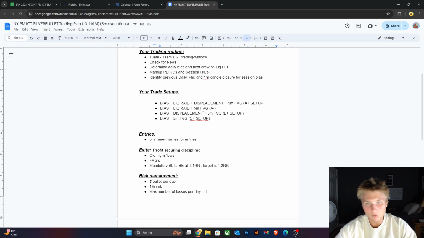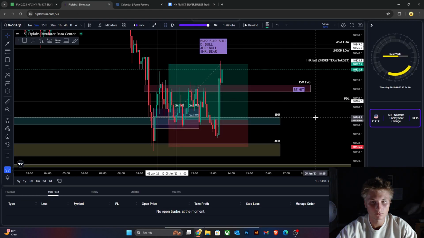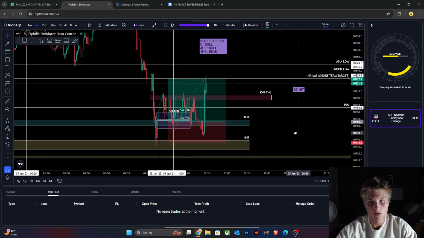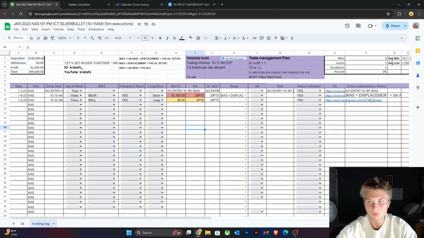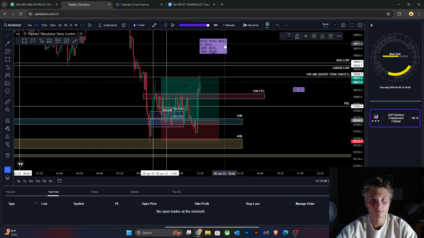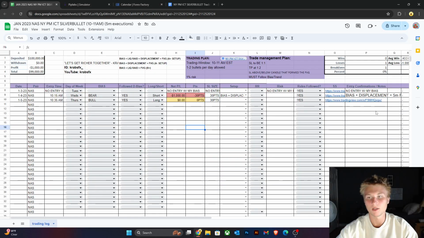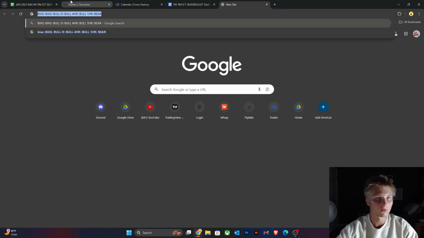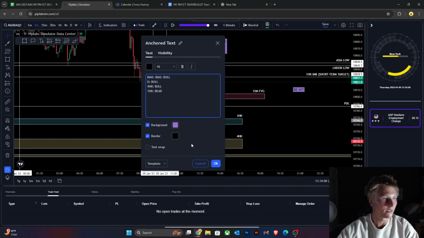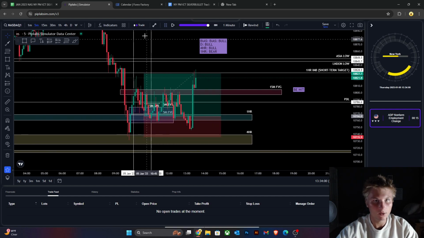Because ideally I want another confluence like displacement or some liquidity being swept. But yeah, there is the setup. We're gonna mark up what happened here. Mark up our bias. And this will be the final trade for this video.